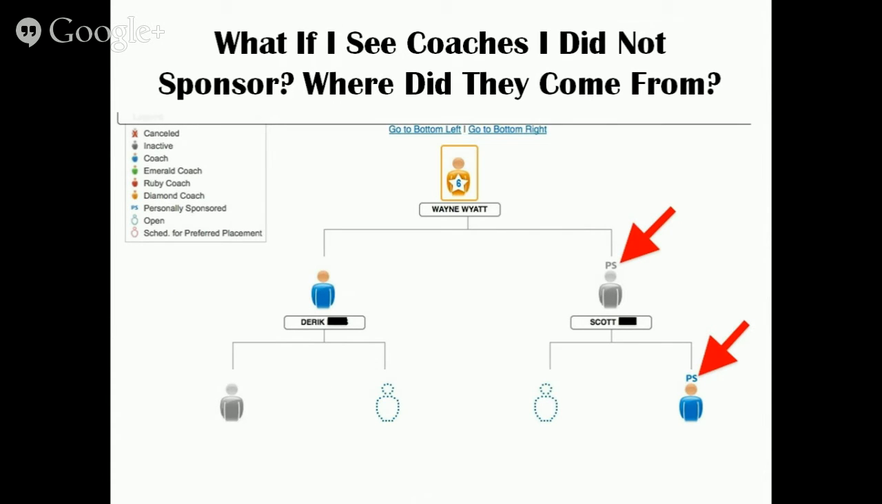So this is a big question that I have been getting, and it is, what if I see coaches I did not sponsor, and where did they come from? Okay, well, lots of you will probably see coaches that you did not sponsor fall underneath you. And you may not see them yet. There may be nobody there yet. But there might be someone there, or there might be people showing up later. And you did not sponsor them.